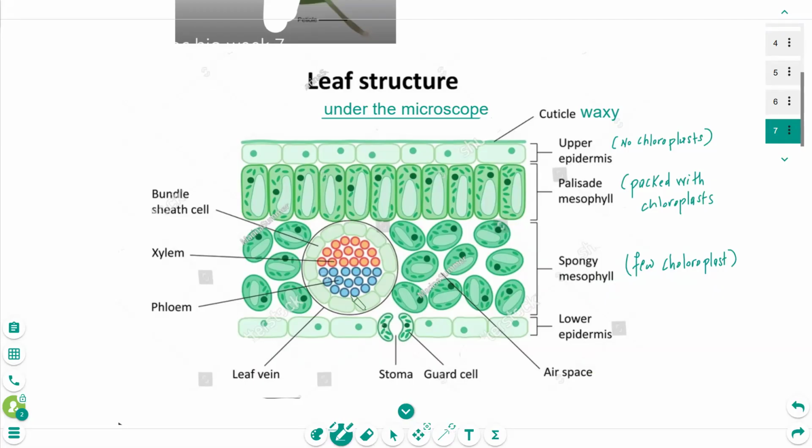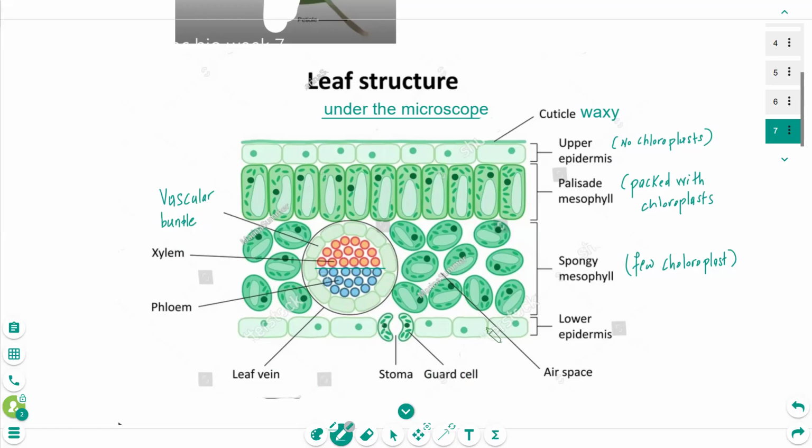Then in the spongy mesophyll layer, we have a vascular bundle. So we're going to call this the vascular bundle. A vascular bundle has the vessels of the plants. So in this vascular bundle, to the top, we have xylem vessels. To the bottom, we have phloem vessels. And sometimes we call it a leaf vein or a vascular bundle.